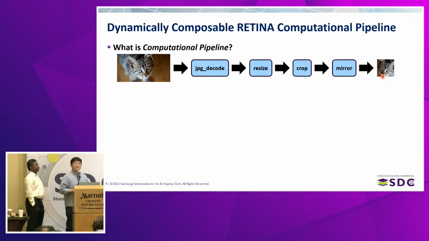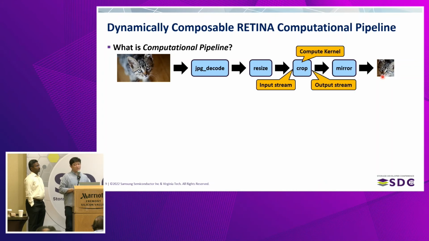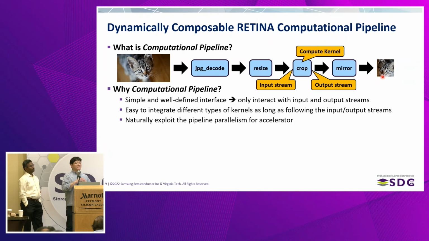And a computational pipeline of course consists of compute kernels. One of the nice things about the computational pipeline model is that all the inputs come from the input stream, and all the output is spit out to the output stream. The stream is conceptually nothing but a fixed size ring buffer. Why this straightforward model is very beneficial, in my view, is that the model has a very simple and well-defined interface.